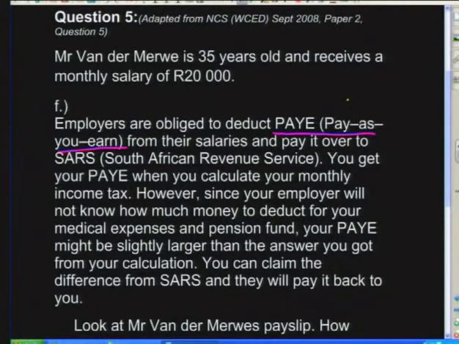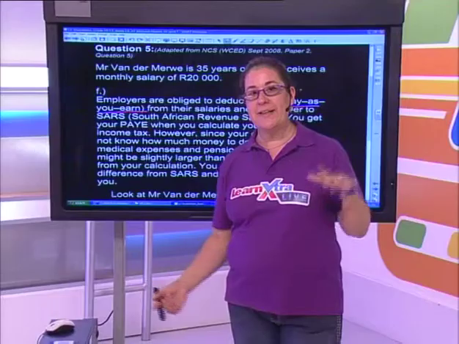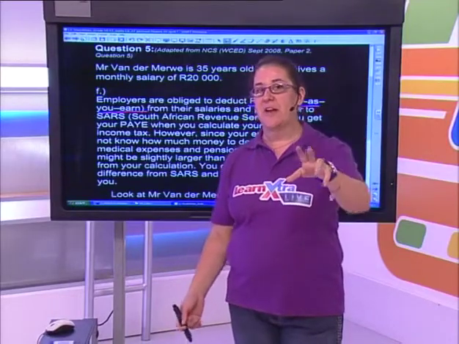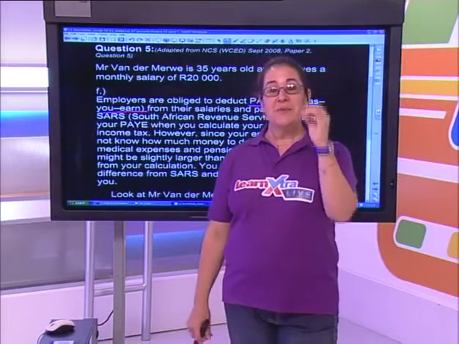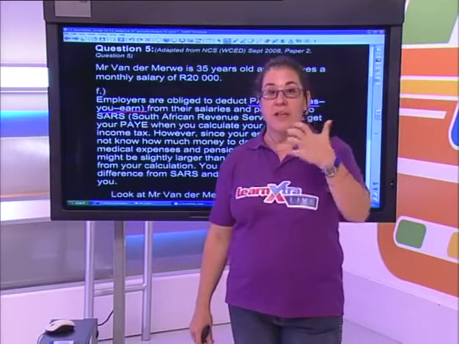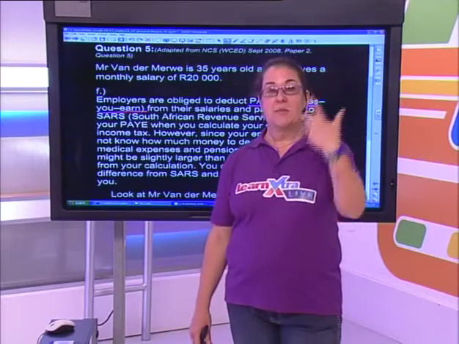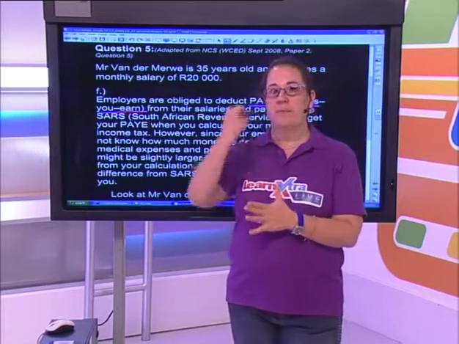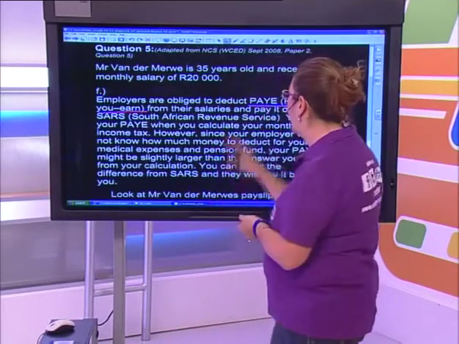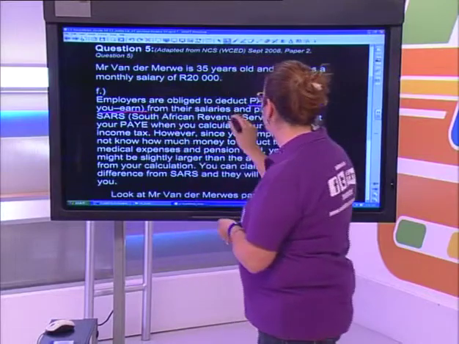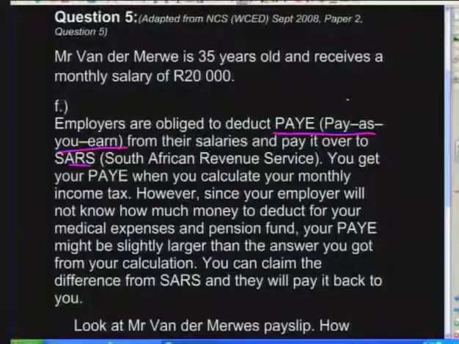If the government had to leave it to all of us to say, well, okay, at the end of the year you owe us, well, in our case, we had like 48,000 rand, and you can pay us at the end of the year, that's fine. We're never going to have that money. So what the government says is that, no, on a regular basis, you have to pay us. And the way this is done is, off your salary, they take PAYE, so pay as you earn, from their salaries, and pay it over to SARS. That's the South African Revenue Service.